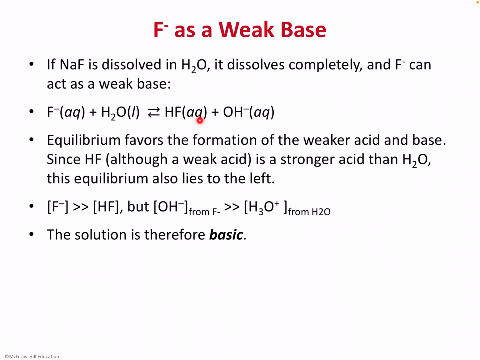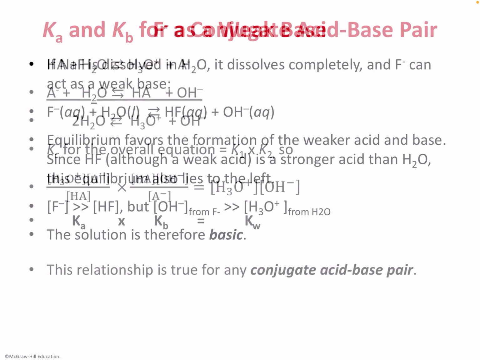Now F minus, the anion, can act as a weak base. Remember the definition of a base: a Bronsted-Lowry base is anything that can grab a proton. So fluoride can act as a weak base. Let's say the fluoride source is sodium fluoride. Sodium fluoride is a salt. You dissolve sodium fluoride in water and it dissociates into sodium ions and fluoride ions.